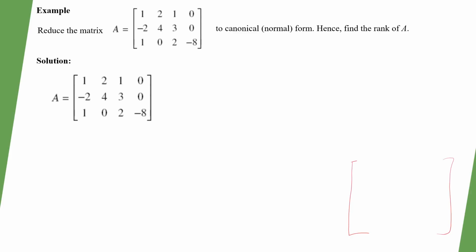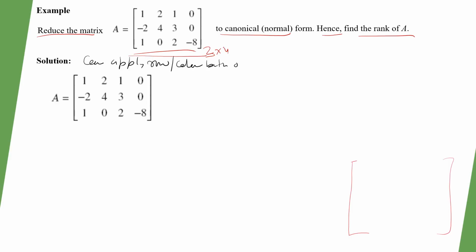Now we take an example to reduce the matrix A into the canonical or normal form and hence find its rank. First we convert the matrix into the normal form. The given matrix is of 3 cross 4 order. When we convert the matrix into the canonical form, you have to remember you can apply both row and column operations.